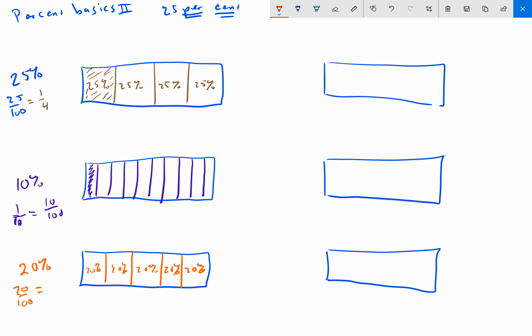Or, and here's the important part, how many boxes did I make? 1, 2, 3, 4, 5. I made 5. I only need one of those boxes. So 20 out of 100 is the same as 1/5.